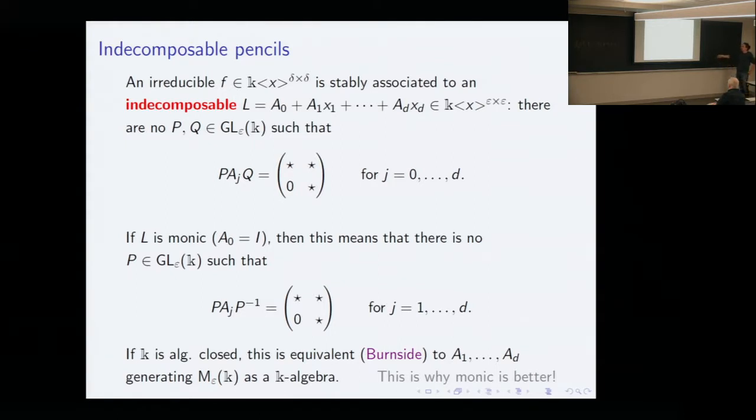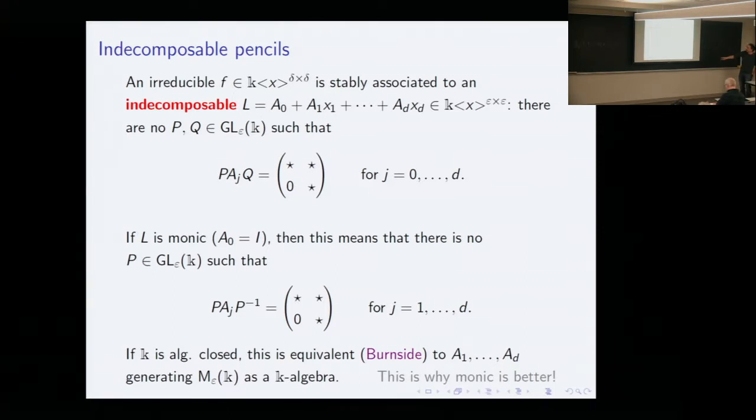Now the thing is, if K is an algebraically closed field, so think of complex numbers, then saying that there's no P such that this can be put in this triangular form is equivalent, by Burnside's theorem, to these tuples A1 to AD generating the full matrix algebra. So these AJs were epsilon times epsilon size. I know the Greek letters are maybe not the best notation.